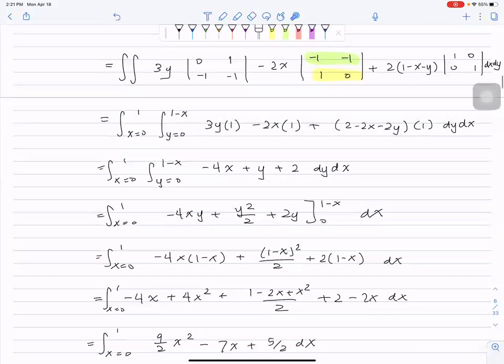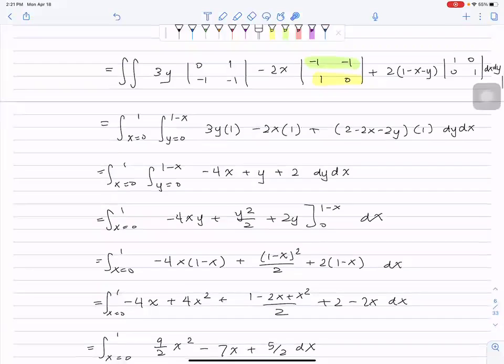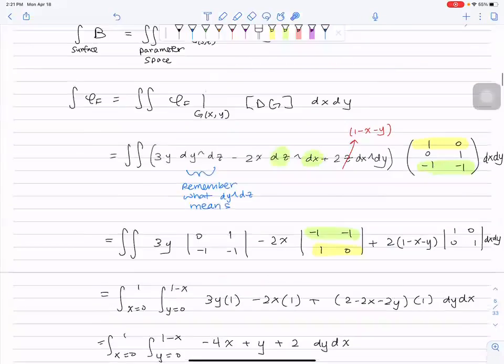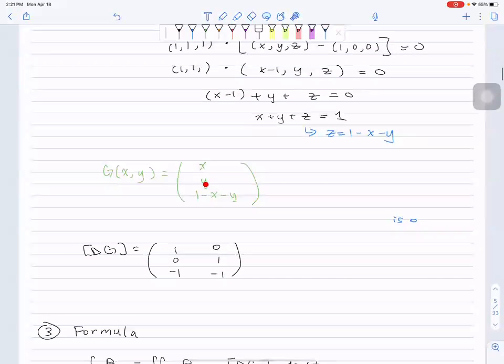Would anyone like me to continue explaining integration? Okay. Oh, yeah. Can you just explain the y bounds real quick? Yes. So our parameterization was this g of x, y is x, y, 1 minus x minus y.